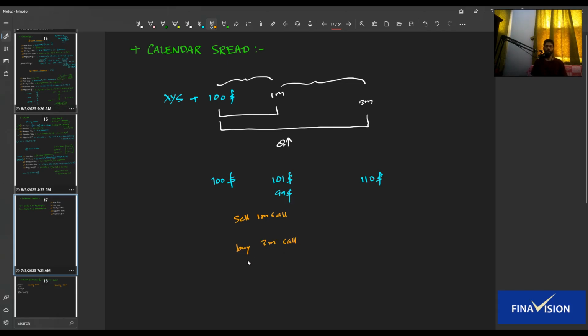Now the 3 month call buy we can understand, and remember the selling price and the buying price in this example is at the money. So let's say the strike price is $100 itself. So at the money sell of a 1 month call option and at the money buy of a 3 month call option. Now the buying of a 3 month call option we understand here, right?